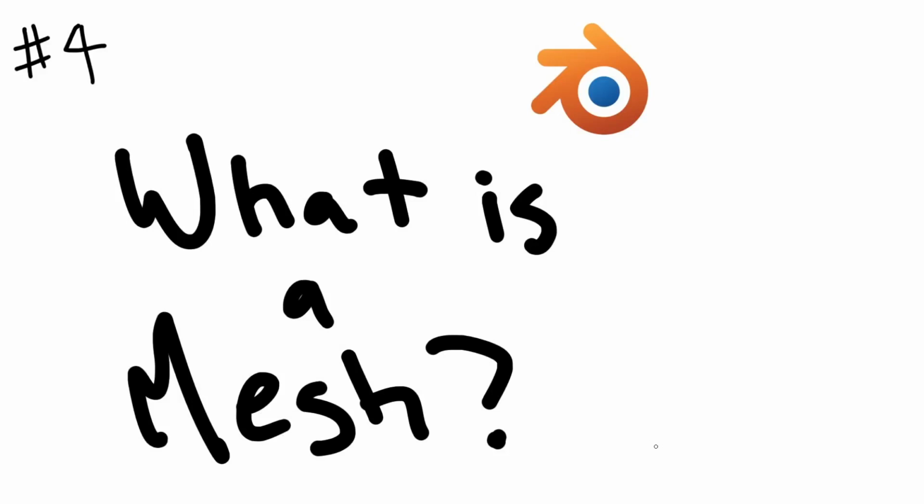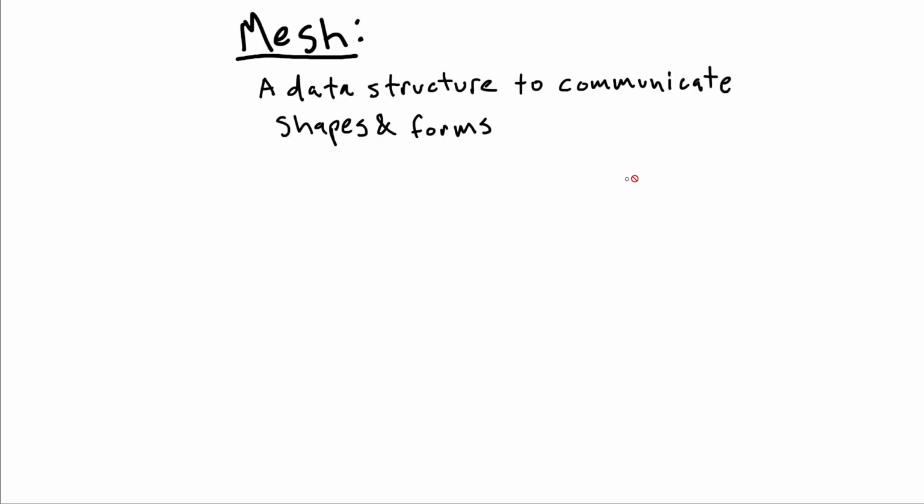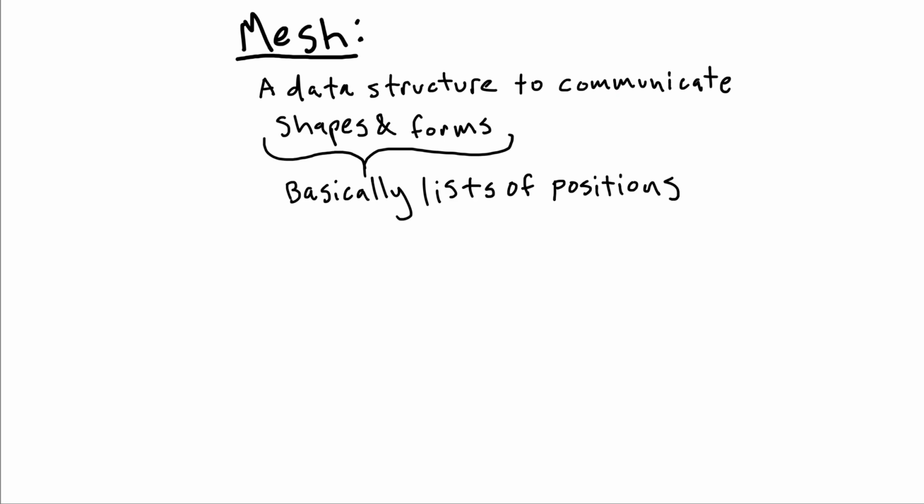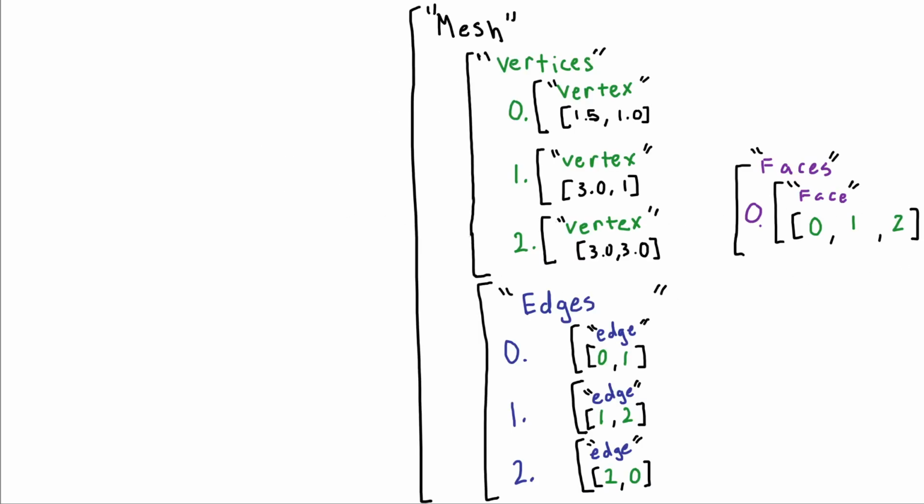What is a mesh? A mesh is a data structure to communicate shapes and forms. And those are basically just lists of positions. So that looks like this. A mesh is a data structure with vertices, edges, and faces, and the vertices is a list of vertexes, which vertices is the plural of vertex. And a vertex is a list of positions. And then an edge is a list of vertexes.